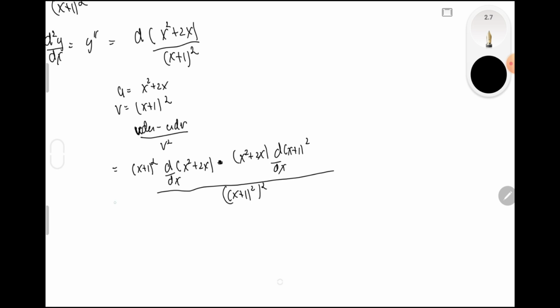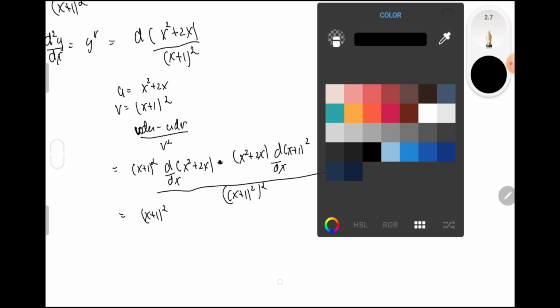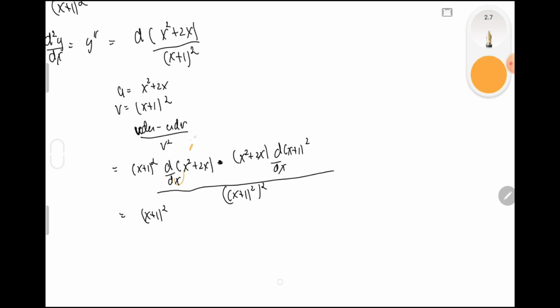Okay, so from here we'll have a value equal to (x plus 1) squared multiplied by the derivative of 2x squared. So note that the derivative of x squared will be equal to 2x and the derivative of 2 will be equal to 2. Okay, so therefore we'll have 2x plus 2 minus our x squared plus 2x multiplied by the derivative of (x plus 1) squared, which is, we'll have n u raised to n minus 1 du over dx, wherein your n will be equal to 2 and your u will be equal to x plus 1.